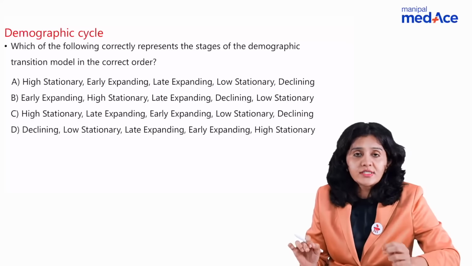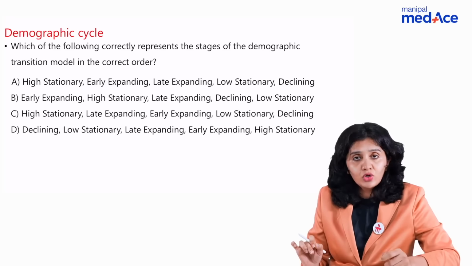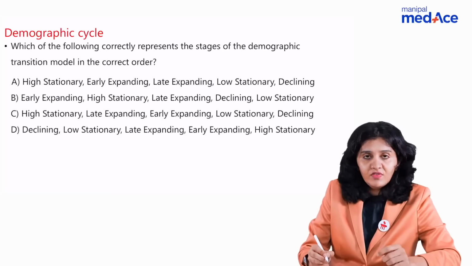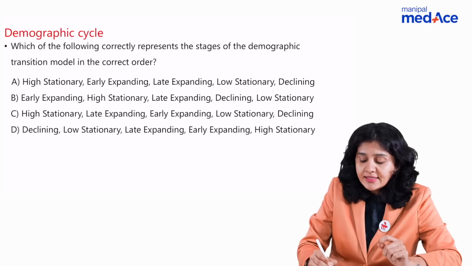Coming to demographic cycle. Which of the following correctly represents the stages of demographic transition model in the correct order? Again, we have discussed this. So what is the first stage? High stationary, correct?